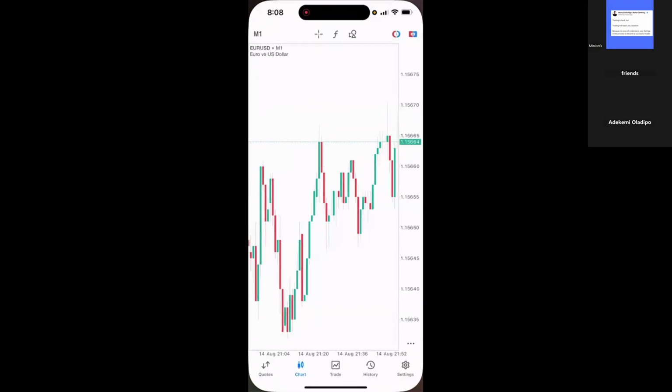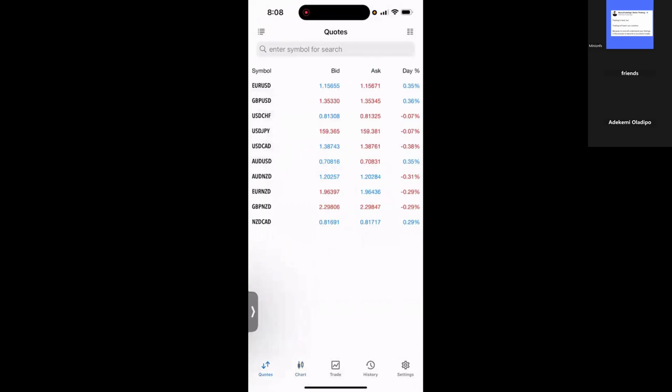Can you see my screen? Yeah, sure. Okay, good. So this is how the MT5 looks. Go to quotes. Let's start from quotes. So this is your MetaTrader 5. This is where we'll be executing trades. This is where we'll be buying and this is where we'll be selling. MT5 is an application, a terminal where we execute trades.